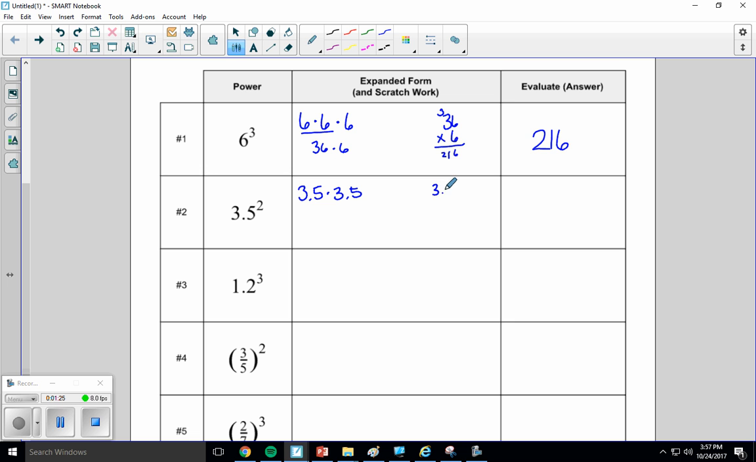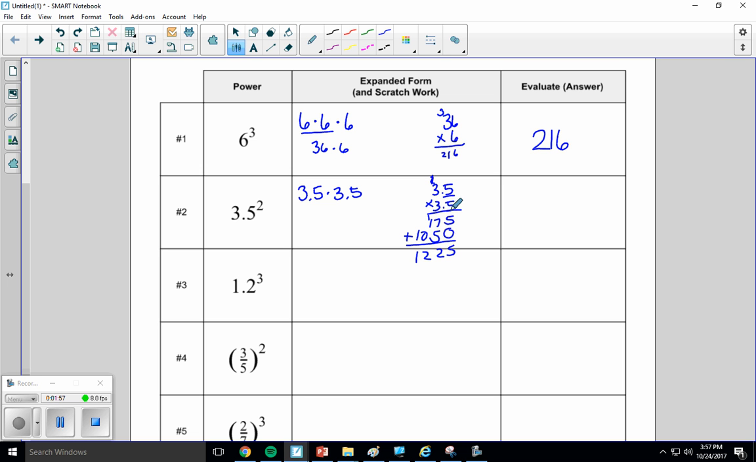Let's go off to the side and do some scratch work. 5 times 5 is 25, carry your 2. 5 times 3 is 15, plus 2, 17. Don't forget your placeholder 0. 3 times 5 is 15, carry your 1. 3 times 3 is 9, plus 1, 10. Let's add everything. 5, 12, 2, 1.